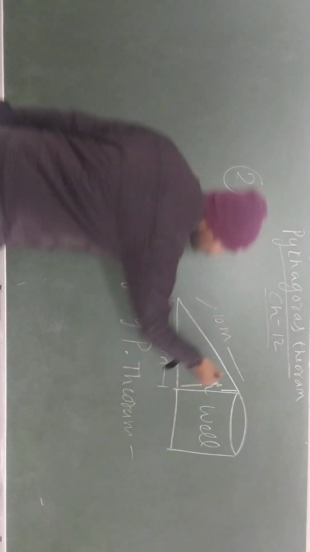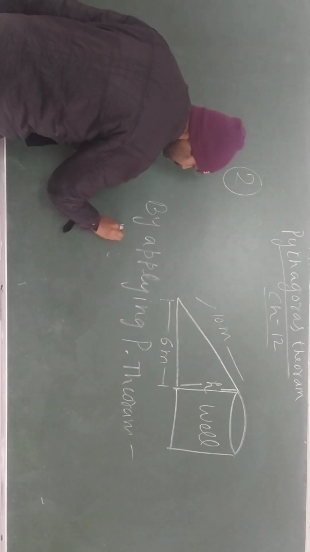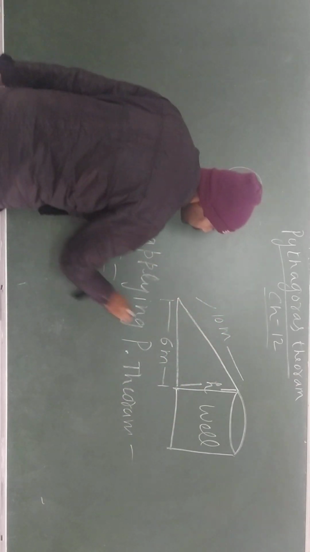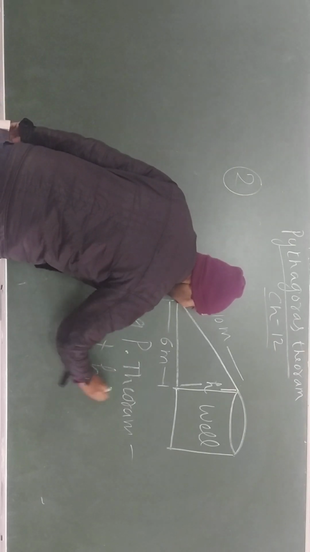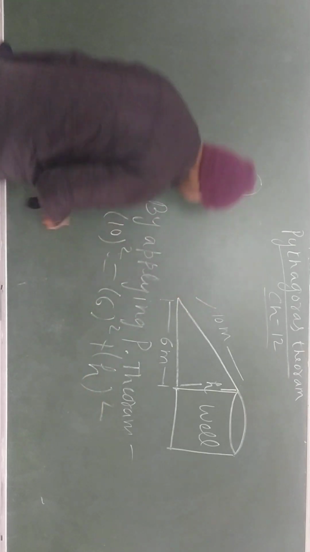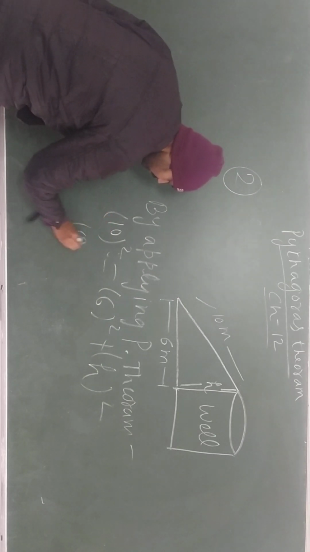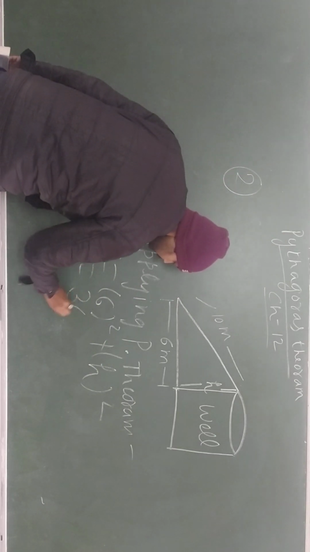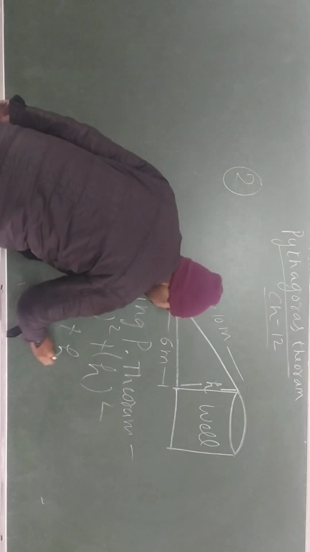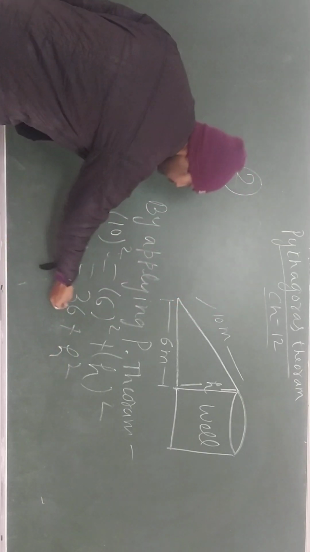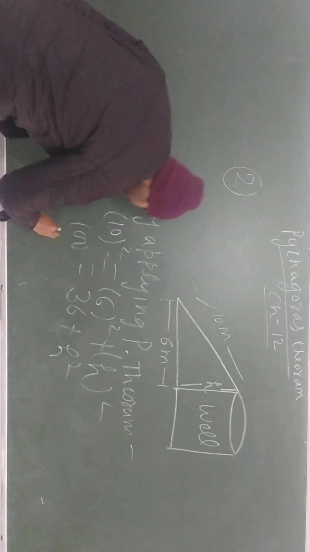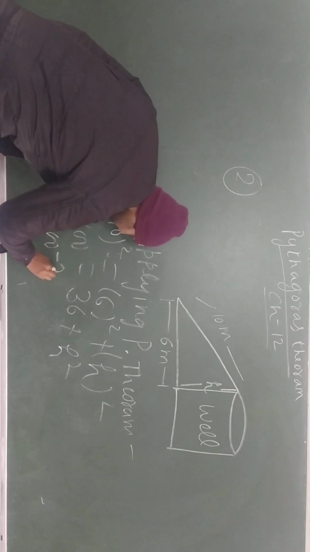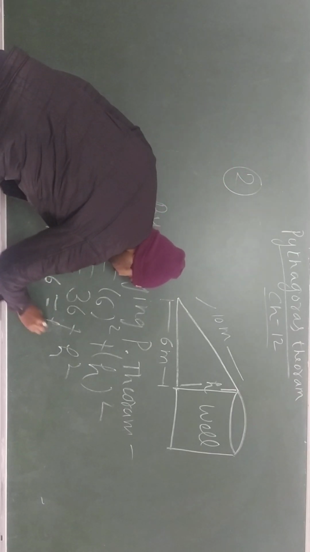Hypotenuse square equals base square plus height square, that means 10 का square equals 6 का square plus h का square, है ना. Now 10 का square we will have 100 equals 36 plus h square, है ना. 36 will come to the other side of the equal to, so it will be subtracted. 100 minus 36 equals h square.